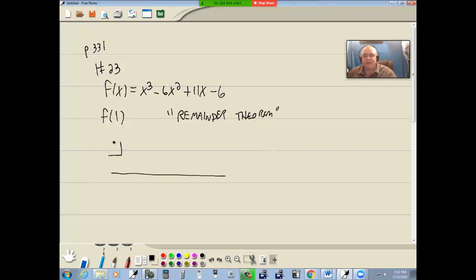Now when I say do synthetic division, let me shut the window so you don't hear that train yard. I don't live right next to the train, it just sounds like it.